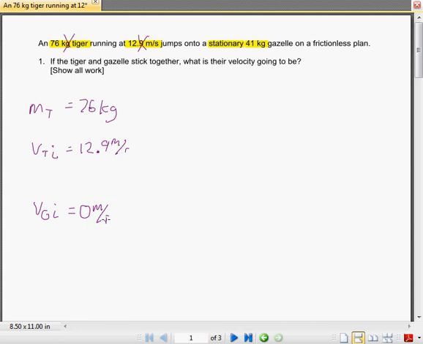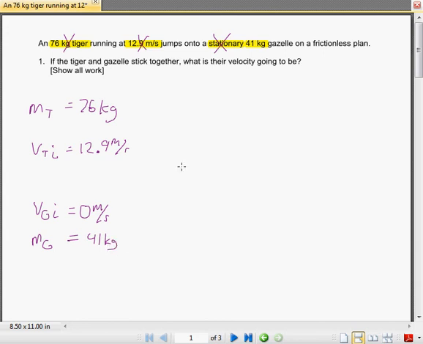Now these are all the things that are taking place before the tiger jumps on the gazelle. This is the lead up. And then we also know the last thing: M_G, the mass of the gazelle. Sorry, it doesn't look so much like a G. M_G is going to be 41 kg.